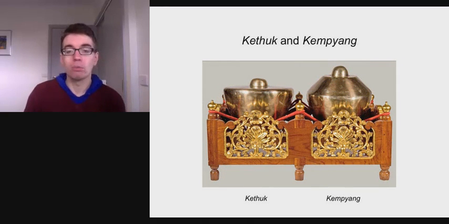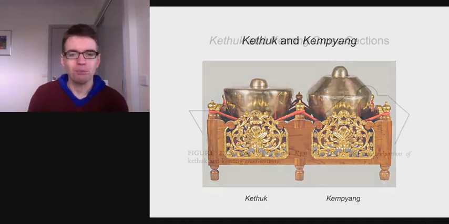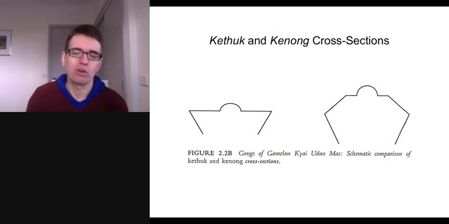Two other small chime gongs that are important when it comes to underlining the musical structure are the kethuk and the kempyang. The kempyang produces a very high pitch, and the kethuk produces a slightly dull sound. It produces this dull sound because, as we can see on the next slide, when we look at a cross section of the instrument, it has a flat top to it, with the boss barely rising from the top of the gong.